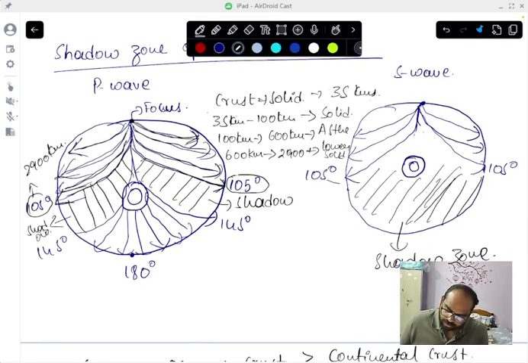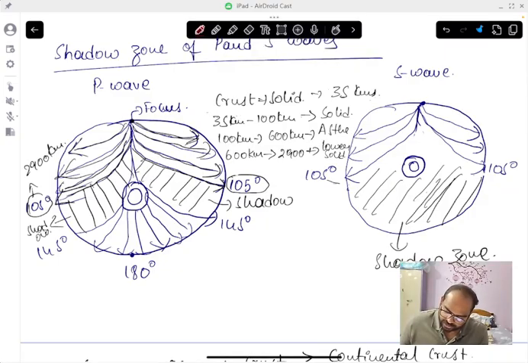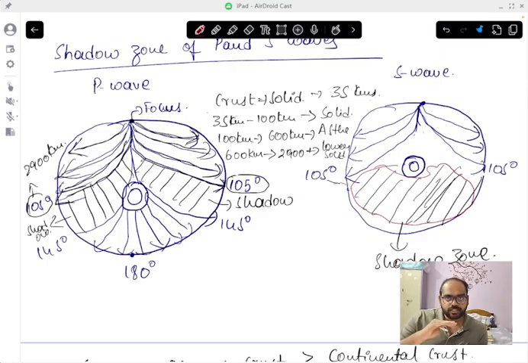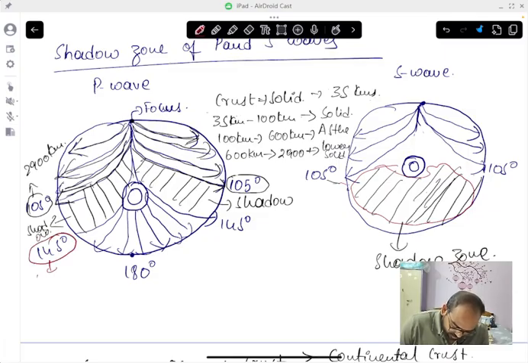You see here, beyond 105 degrees, S waves disappeared. There is a shadow zone for S waves. S waves disappeared beyond 105 degrees, indicating there is a less dense medium than the solid. As S waves cannot travel in a liquid, they stopped at 105 degrees or 2900 kilometers. And this less dense material extends from 105 to 145 degrees, that is, from 2900 to 5100 kilometers.